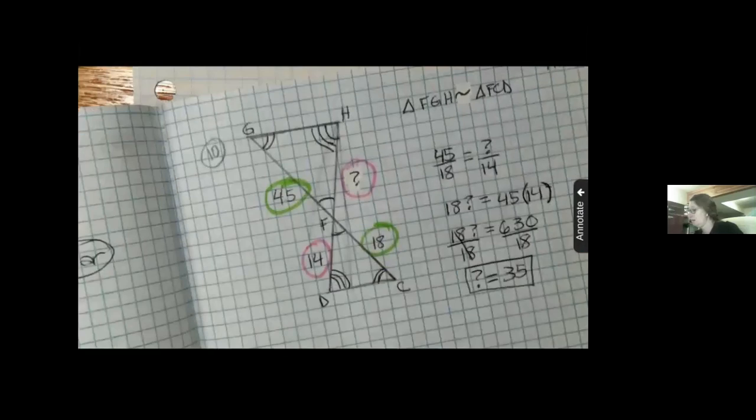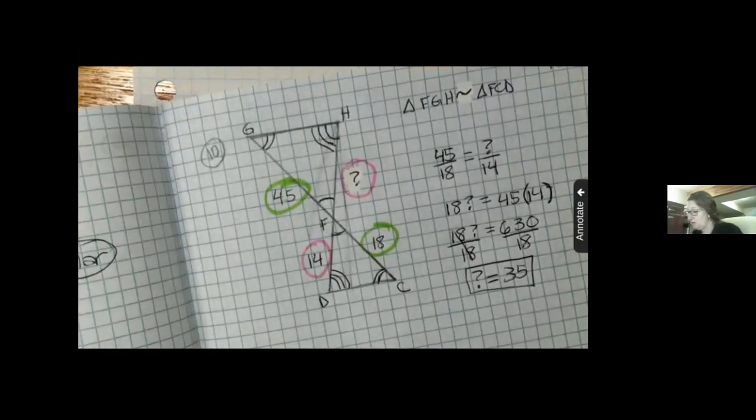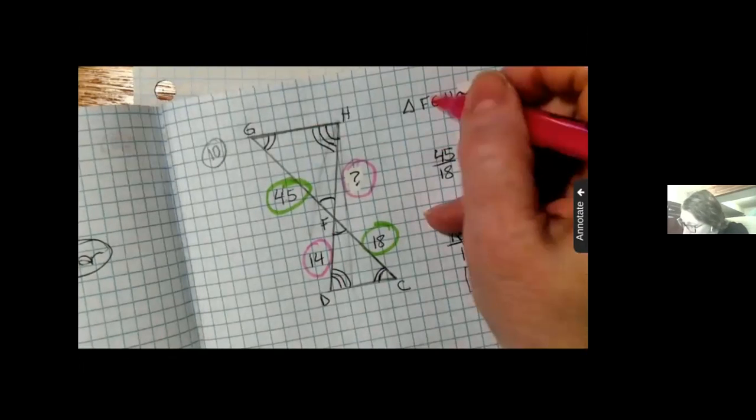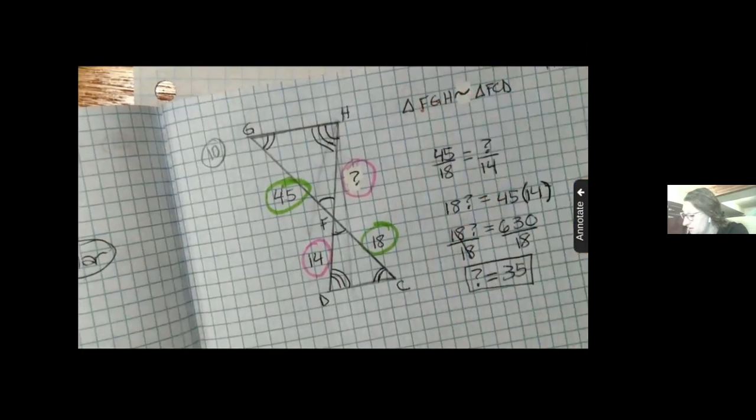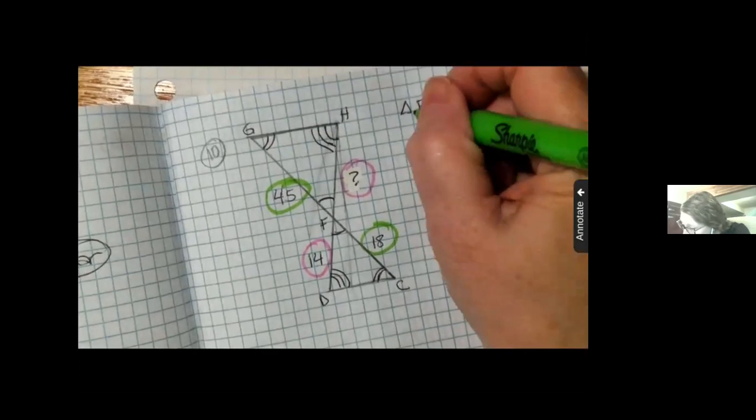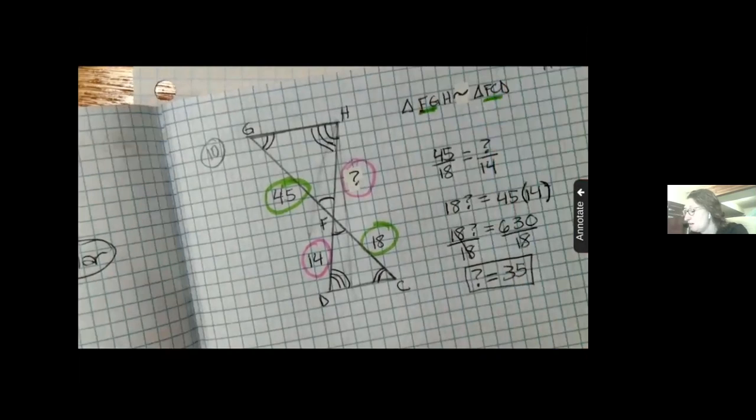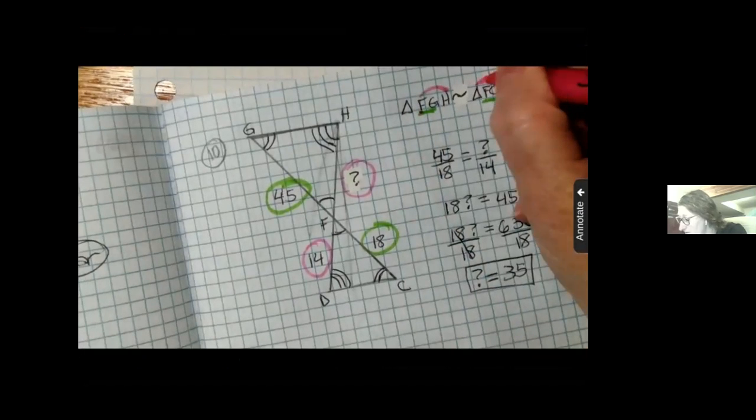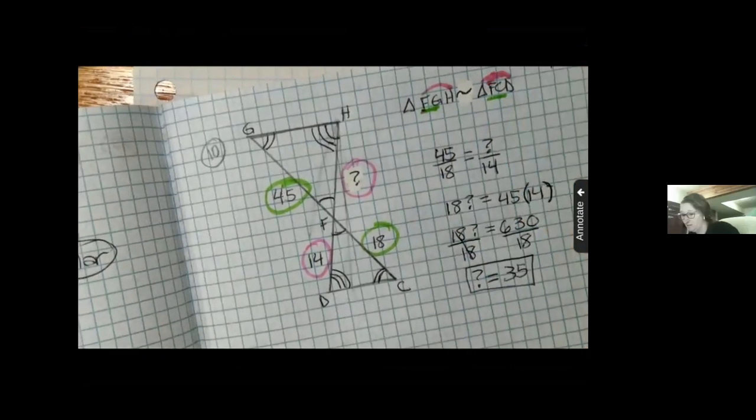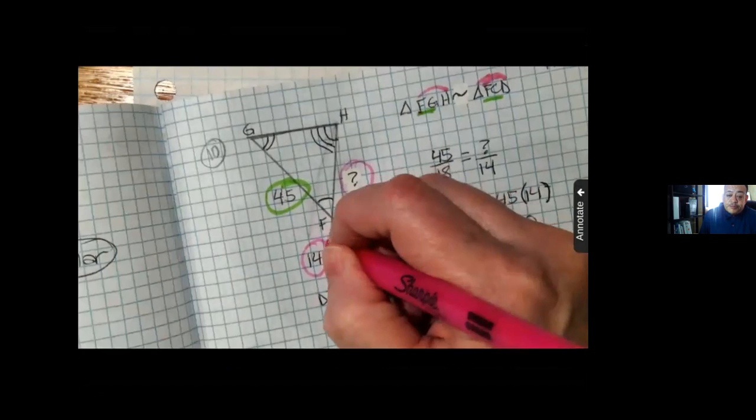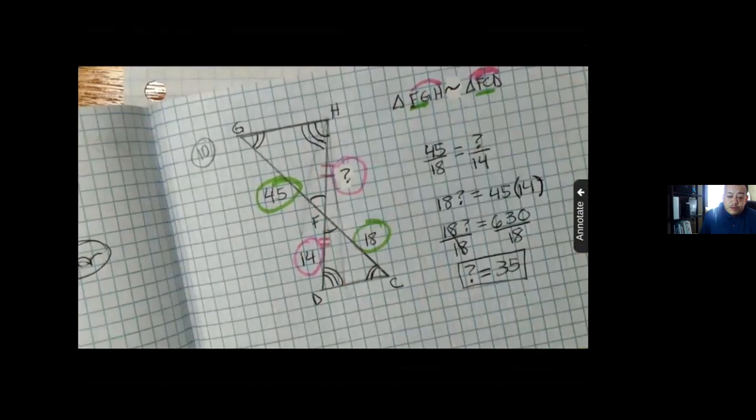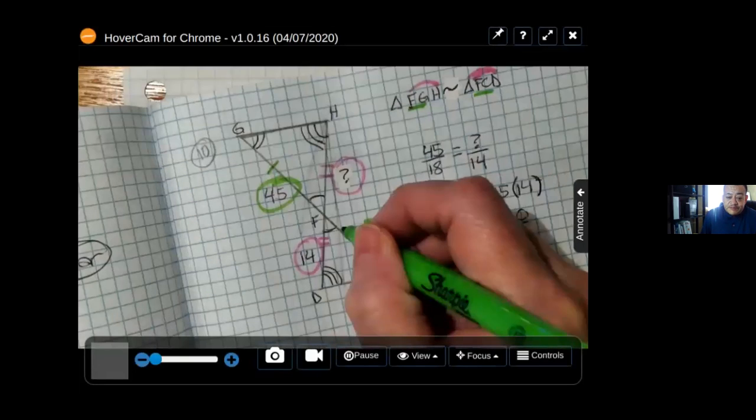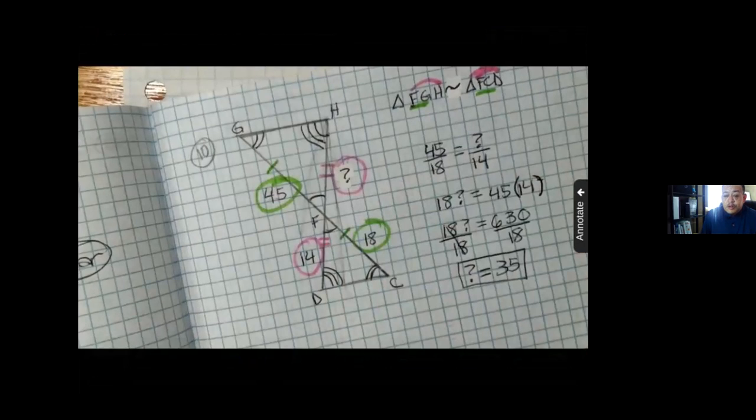Okay, so the key here is to know what goes to what. FG is to FC, and then FH is to FD. Class, you can do it like that. You can do this too. You will depend on the calculator, okay? The reason why I show factoring is there are some exams, college entrance exams, where you're not allowed to use a calculator.